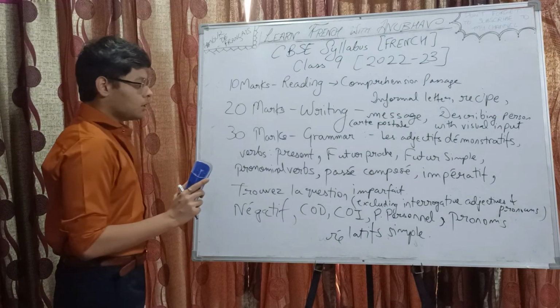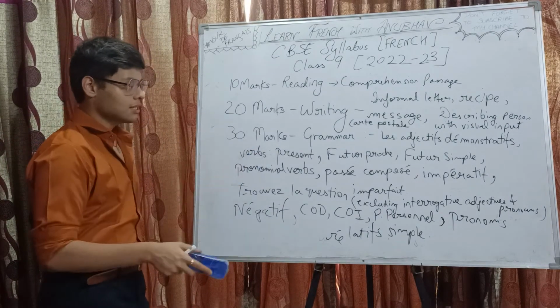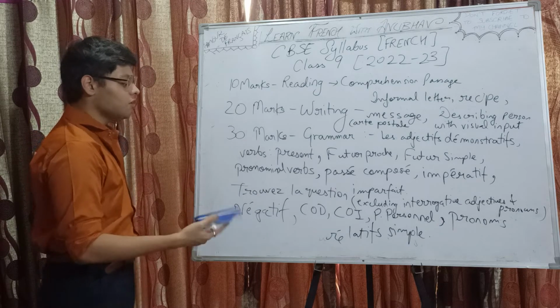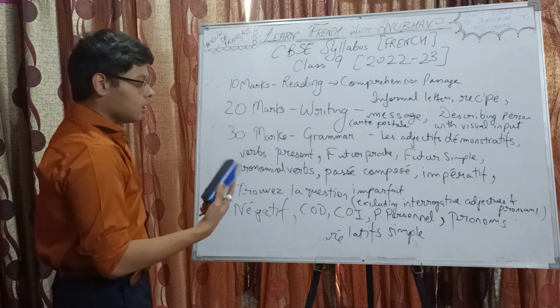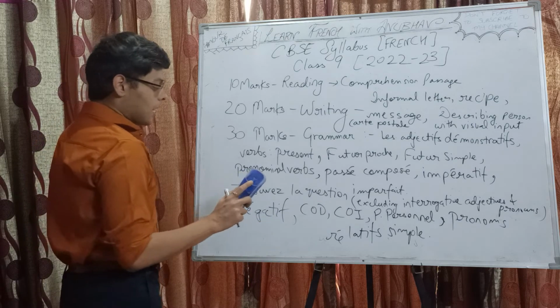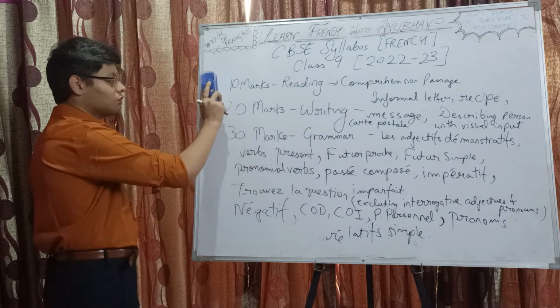Right. So हमने ये 30 मार्क्स का ग्रामर डिस्कस कर लिया है. एडजेक्टिव डेमोंस्ट्रेटिव वर्ब्स, कौन-कौन से टेंसेस आ गए आपके, प्रोनोमिनल वर्ब्स हो गए, नेगेटिव होगा, प्रोनोपर्सनल में COD and COI, प्रोनोमिनेटिव सैंपल and tu la question. So these are the questions which you will be getting.